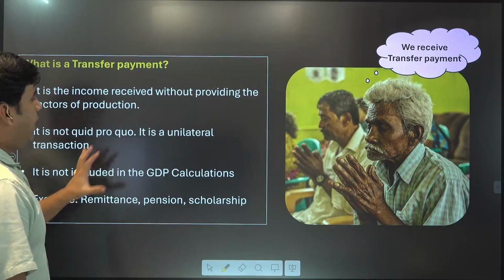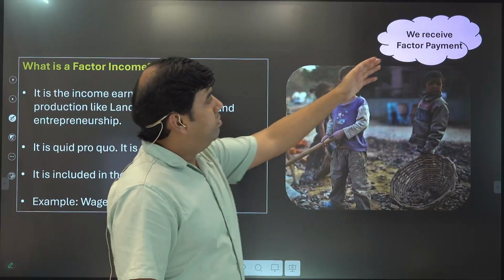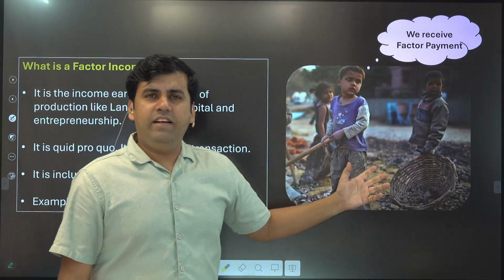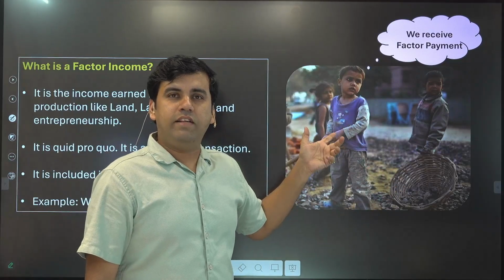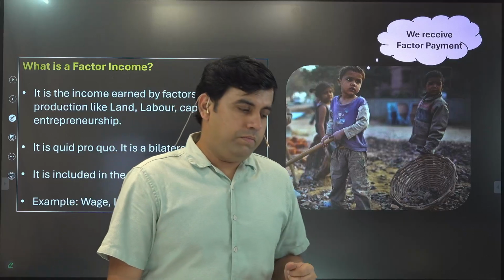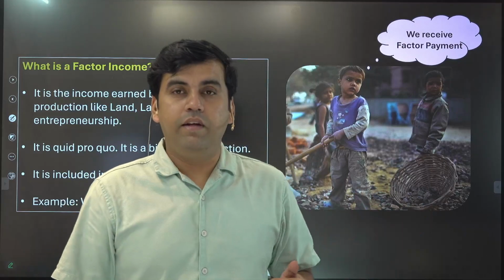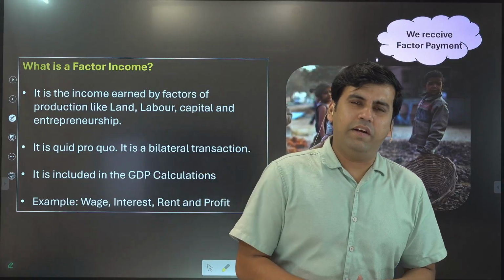Now, this is being defined in this. As you can see, it's an irony, right? We receive factor payment. So this child is saying we receive factor payment. It's an irony. It happens in most of the poor countries. It happens in India as well. I have seen child labor. You may have also seen child labor. It is a pathetic situation, right?